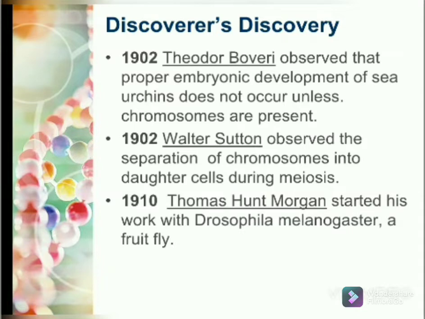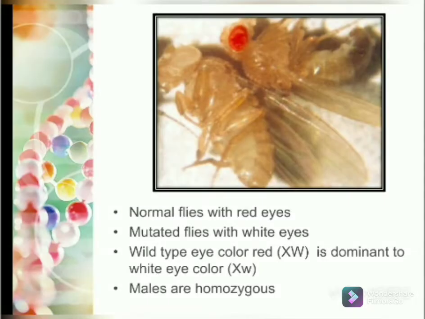Fast forward to 1910, Thomas Hunt Morgan started his work with Drosophila melanogaster, a fruit fly. He provided experimental evidence to support the chromosomal theory of inheritance. During that time, he already knew that the big letter X and big letter Y have to do with gender. He utilized normal flies with red eyes and mutated flies with white eyes and crossbred them.